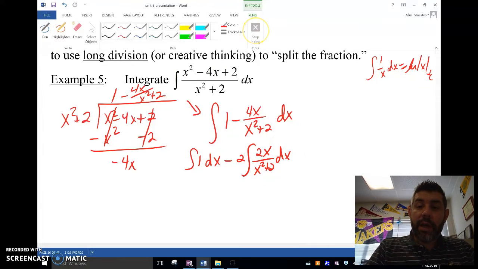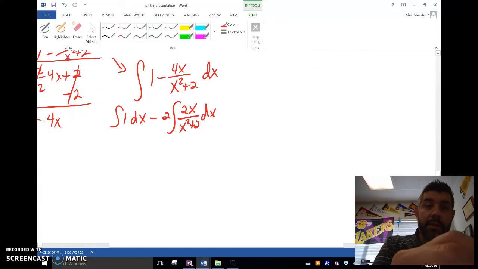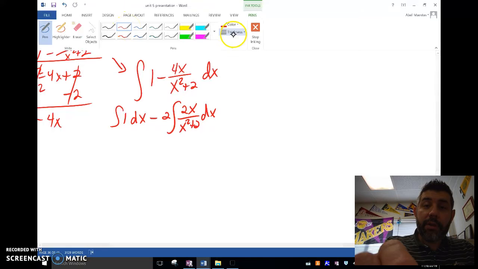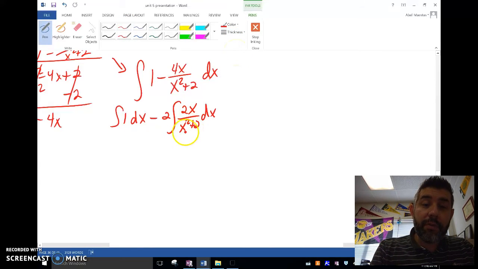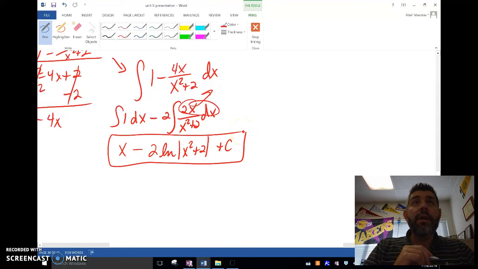And notice here that what I did was I split it apart so that the derivative of x squared will be 2x, and I have my hook on here. I can use my reverse chain rule. So then this is going to be x minus 2 ln absolute value of x squared plus 2, plus c. Don't forget your plus c. All right, so there you go.